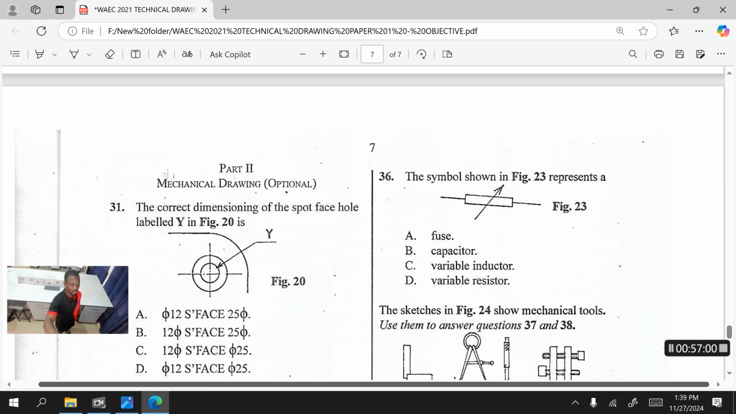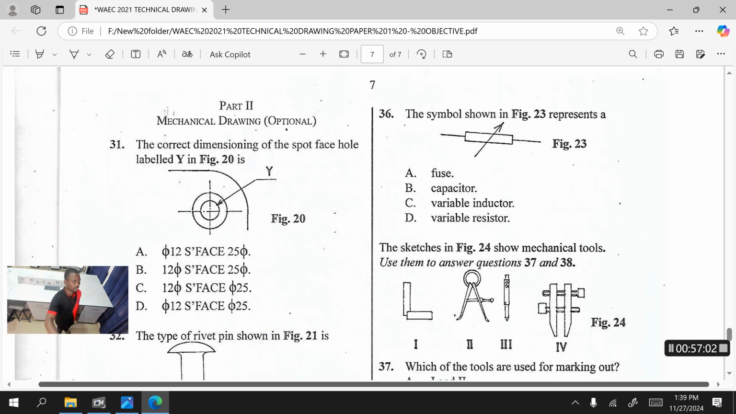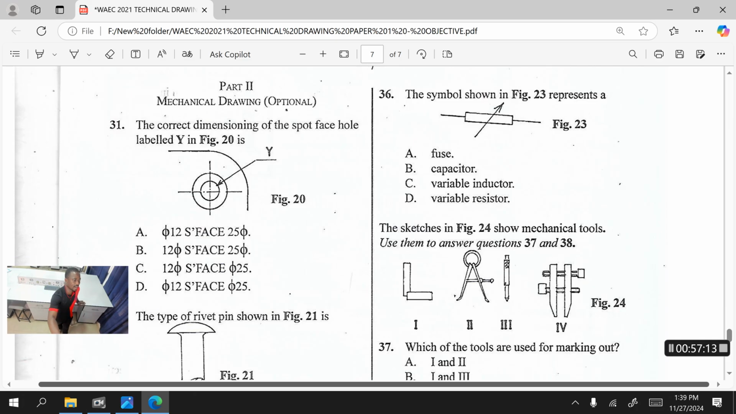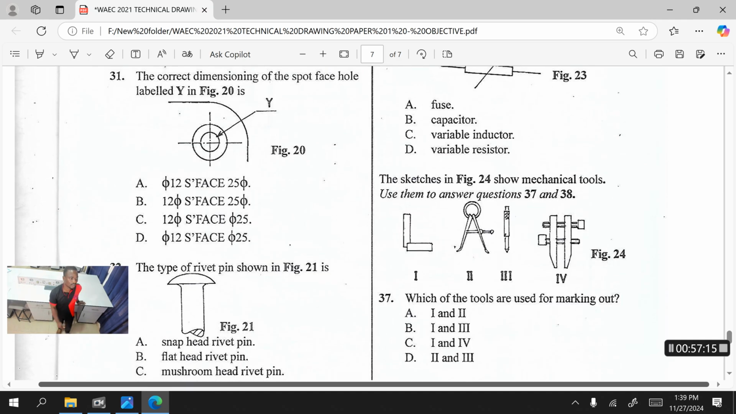Okay, so let's go to part 2, mechanical drawing. Question 31: the correct dimensioning of the spot face hole labeled Y in figure 20 is... look at the labeled part, which is Y. So it's about the spot face hole. There is a hole here on that concentric circle. So that place is up. So what they're asking about is dimensioning.